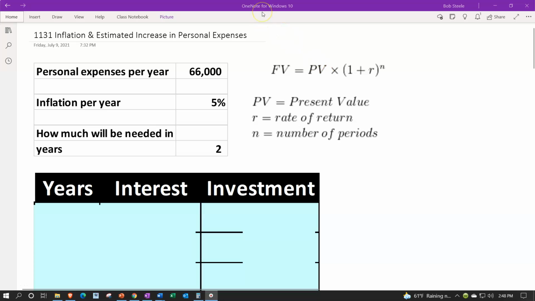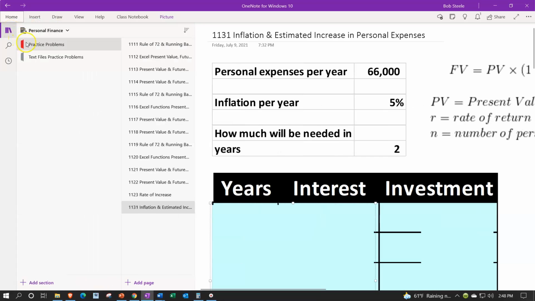Here we are in OneNote. If you have access to OneNote and would like to follow along, you're not required to, but if you would like to, we're in the icon on the left-hand side in the Practice Problems tab, down in the 1131 Inflation and Estimated Increase in Personal Expenses tab.